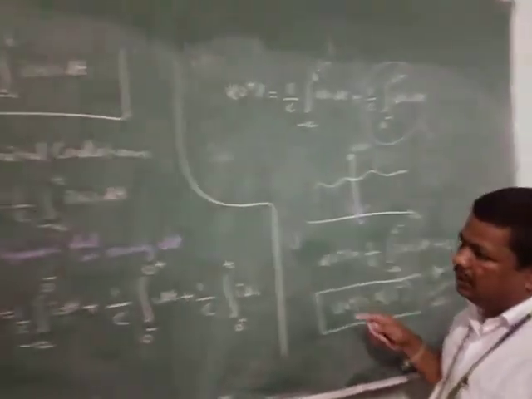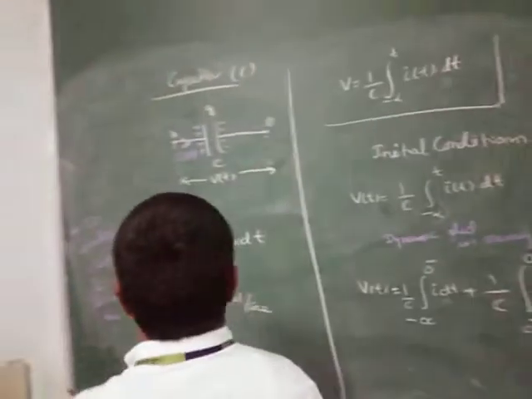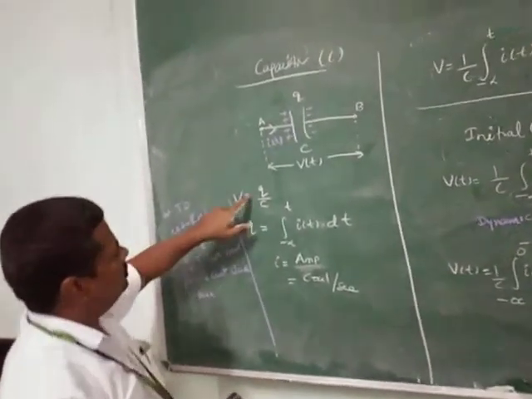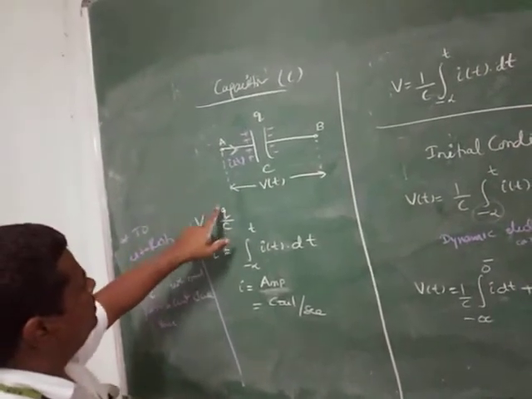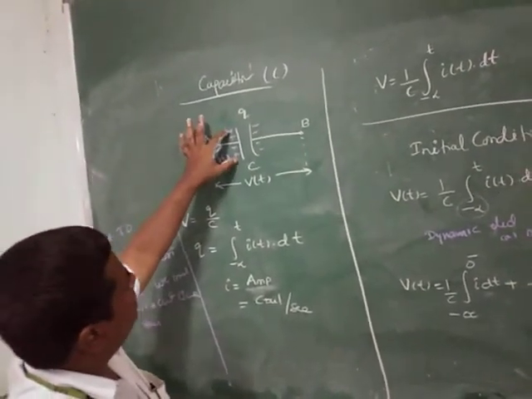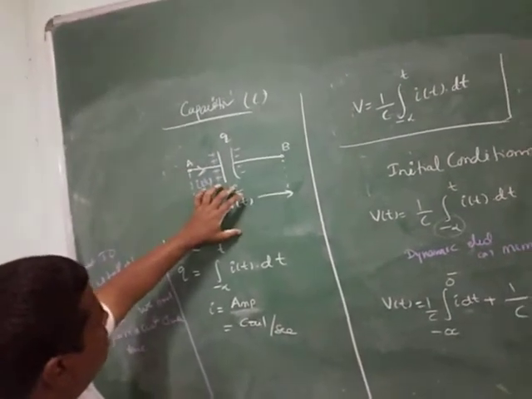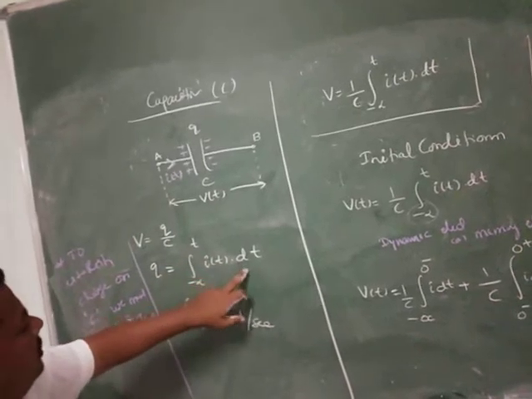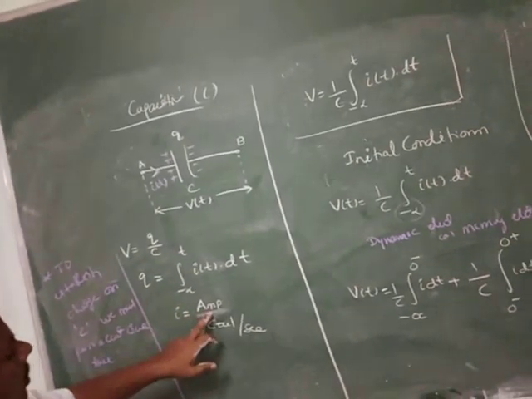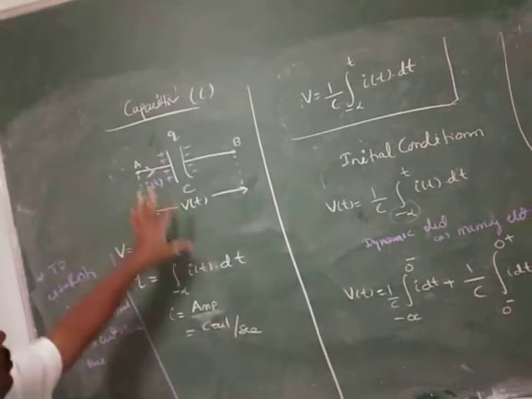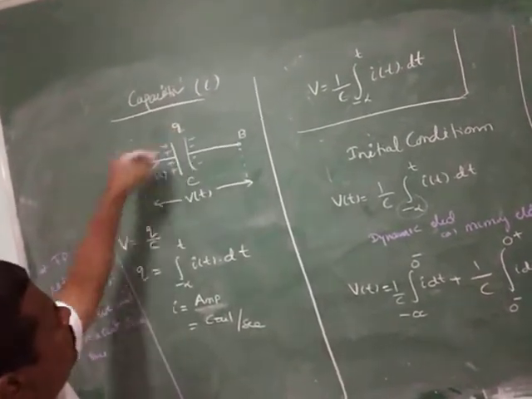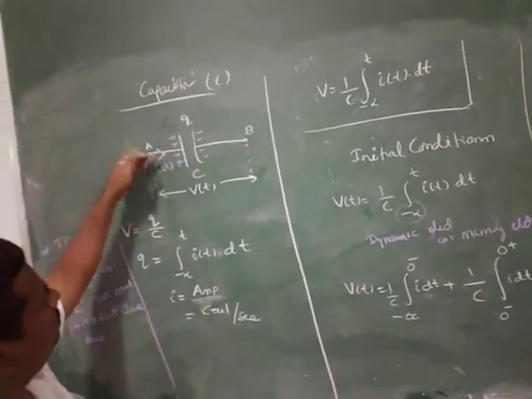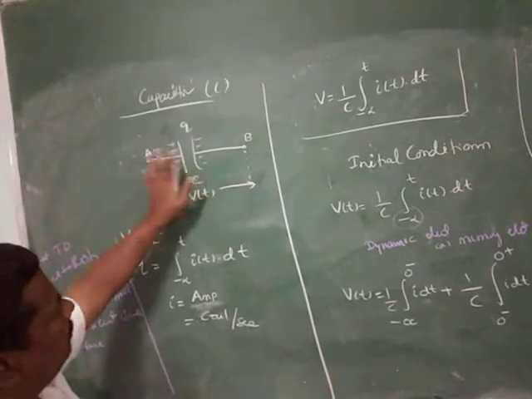Once again, here this is the capacitor. The voltage across the capacitor is equal to Q by C. That means there exists a charge Q. If there is a charge on the capacitor, then there exists a voltage. Now again, the relation between charge and current is Q is equal to integral from minus infinity of I of t dt. Current is in amperes, that is coulomb per second. That means to establish a charge on the capacitor, we must pass some current through it for some time.